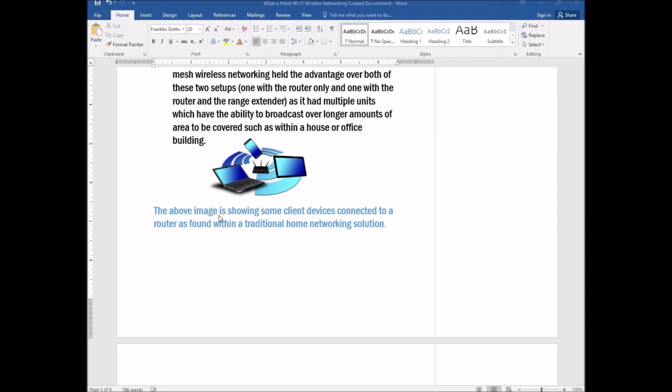The above image is showing some different client devices connected to the router as found within a traditional home networking solution. So we have, in this case, three client devices which are connected to this single wireless router access point.